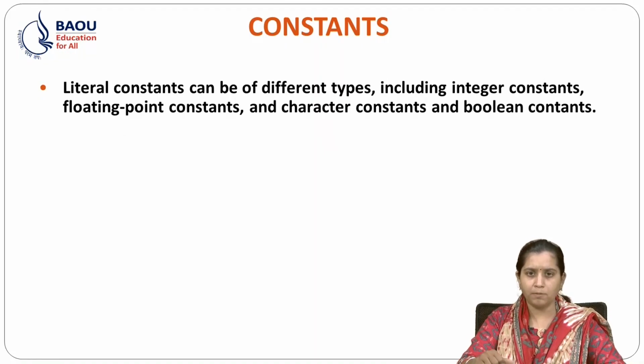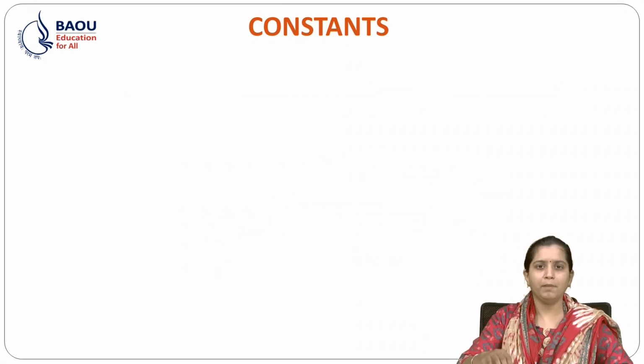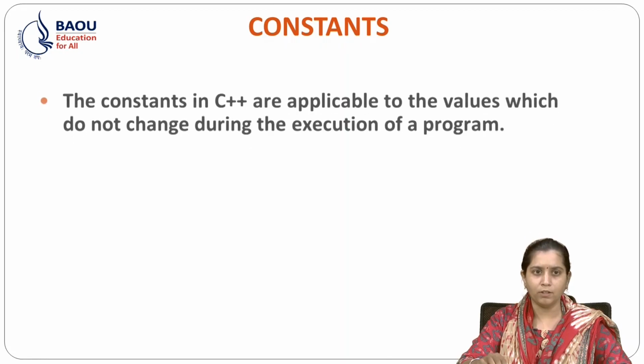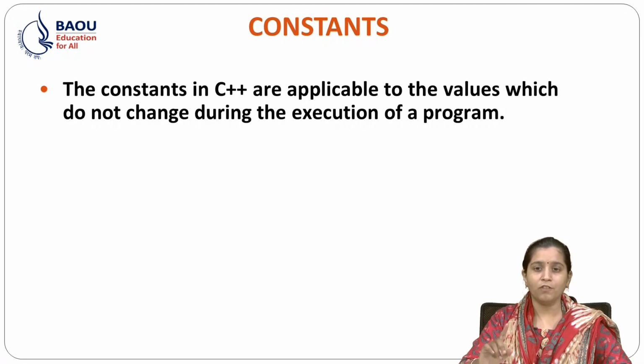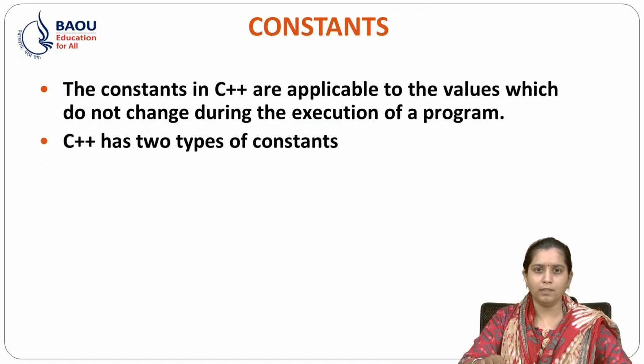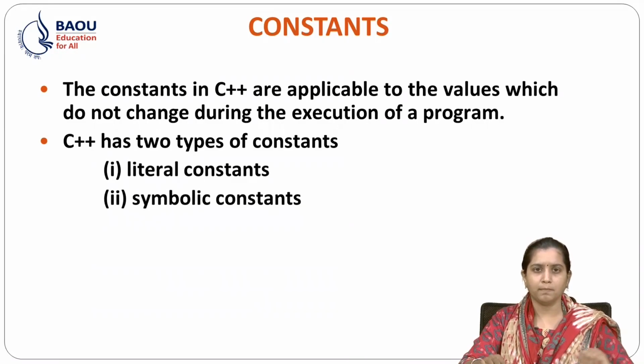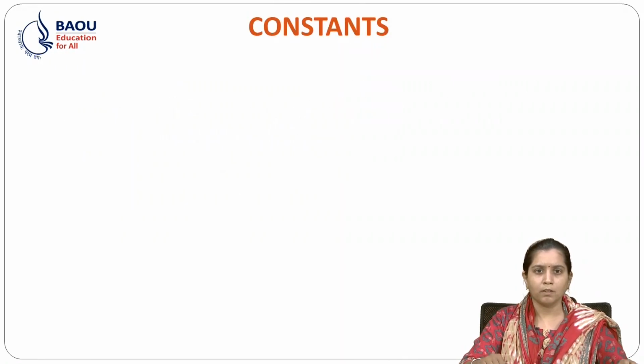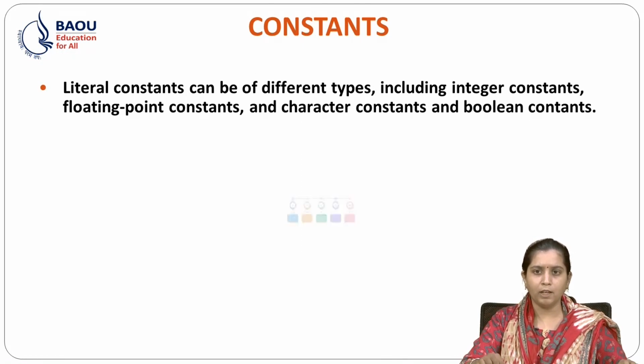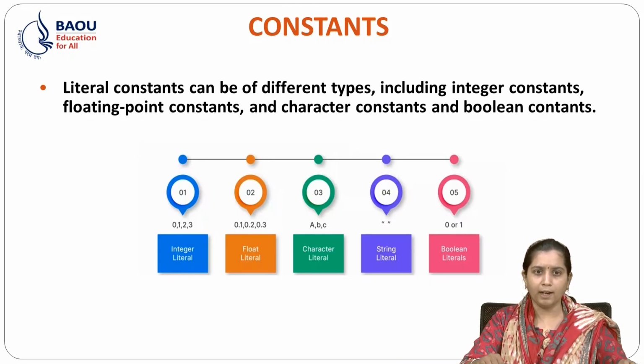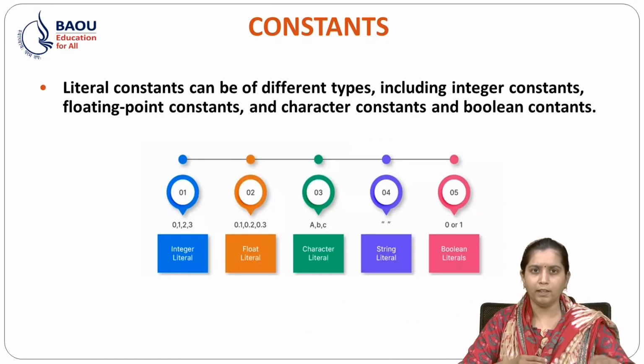Literal constants can be of different types, including integer constants, floating point constants, character constants, and string constants, etc. Like the name itself, constants are the fixed values in C++ language. Literals are represented directly in the source code and do not require any further operations or substitutions.